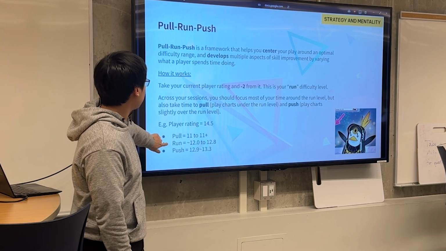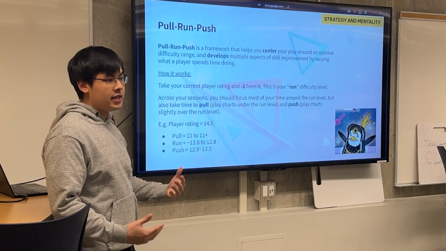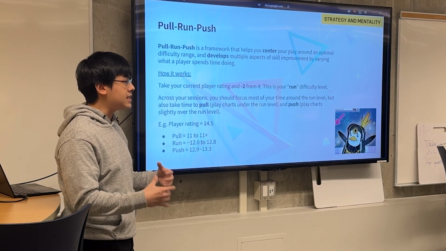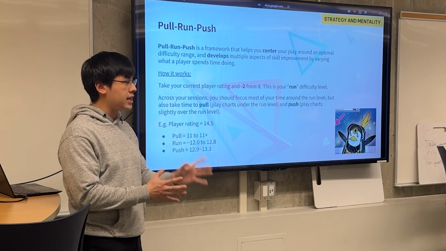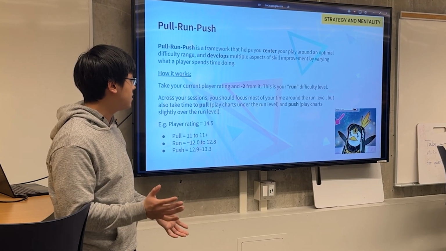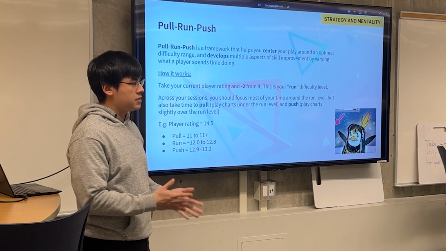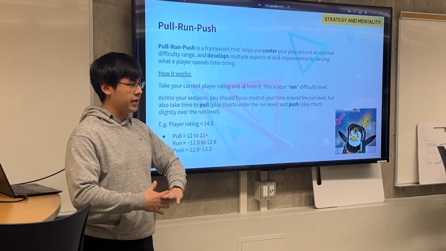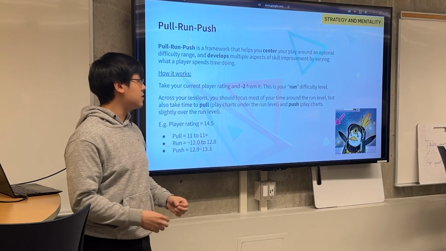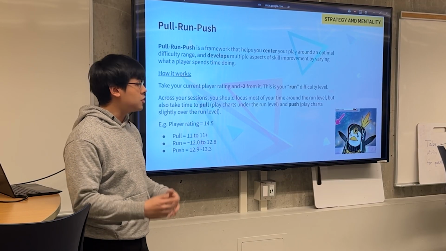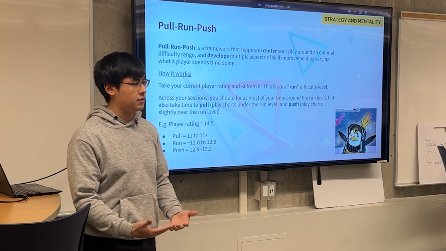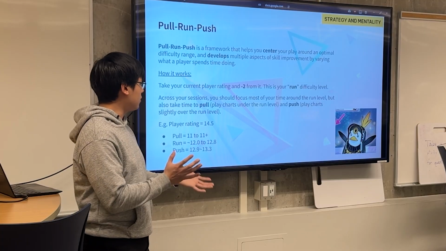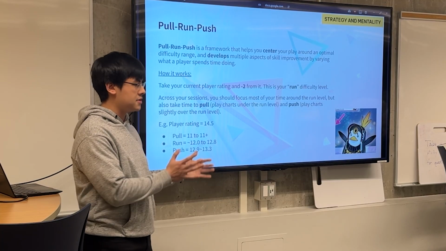So I have it here in the run. For any given session, a player should spend the majority of their time around that level. And the idea is that they should be getting scores that are around the SS plus to SSS. They should also take time to pull, which is to play charts underneath their run level. So that's like playing lowers, as otherwise known. And also to push, which is to play charts above the run level. So this is basically everything in moderation, right? You want to focus mostly on running, but you also do practice pulling and pushing.